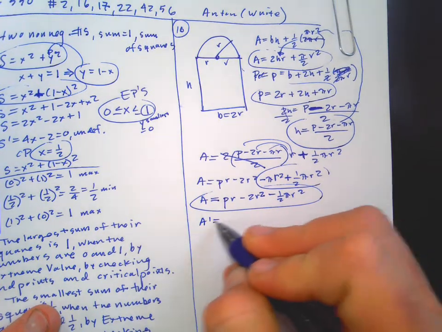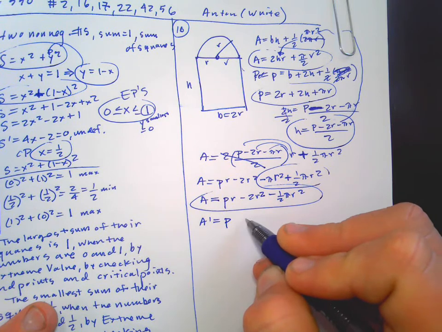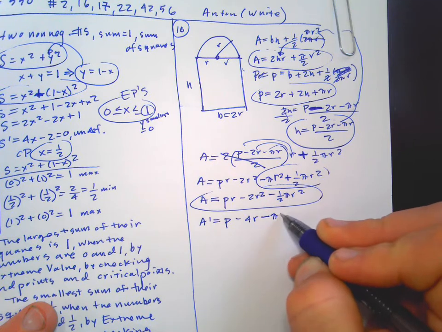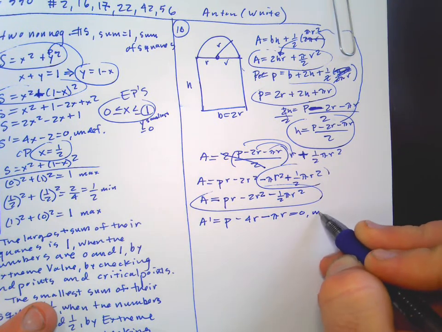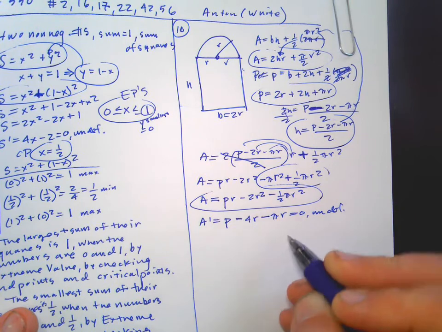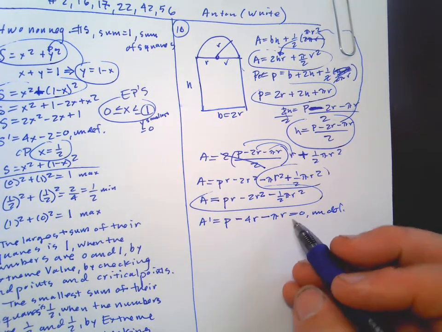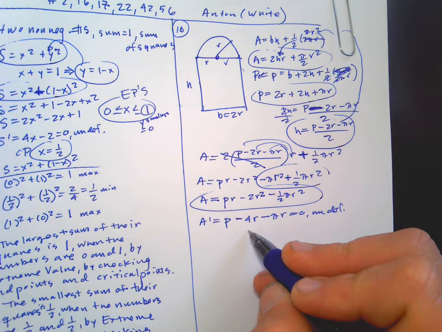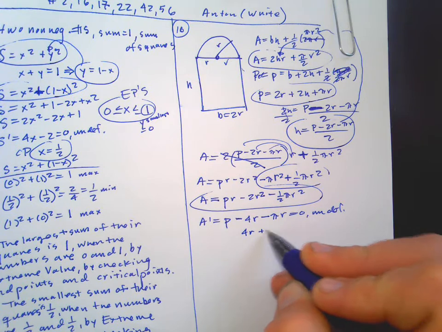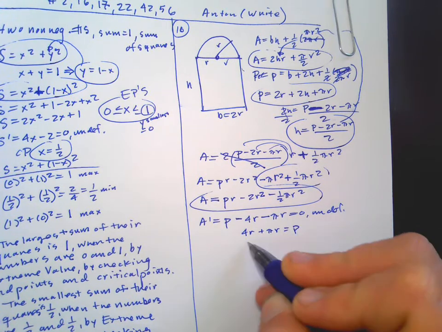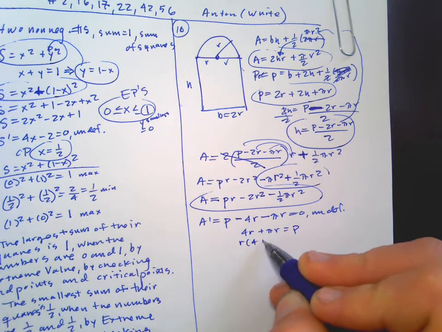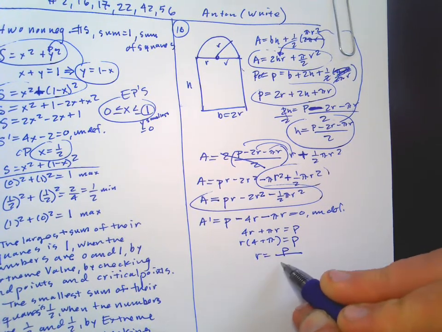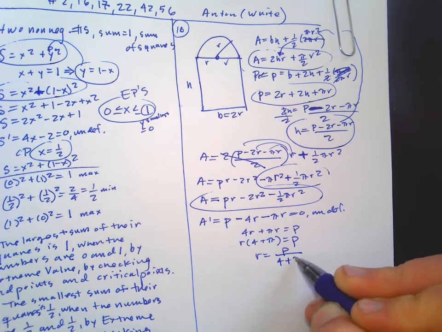So we're going to take the derivative. P is just a number, so the derivative is P minus 4r minus, the 2 cancels out, pi r. I'm going to say that equal to 0, or undefined. And so then the critical points are going to be, we could move the r's to the other side, and then we could factor the r out, and then we could solve for r. So r equals P, whatever the perimeter is, over 4 plus pi. So this is your critical point.